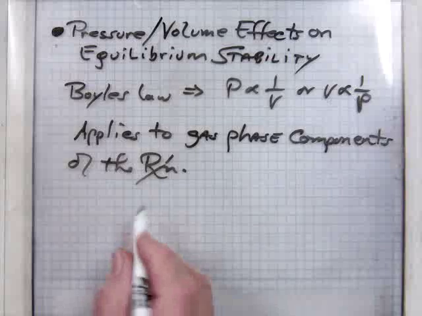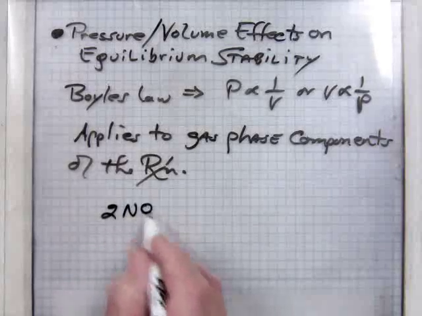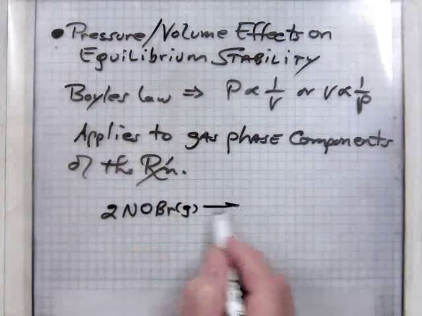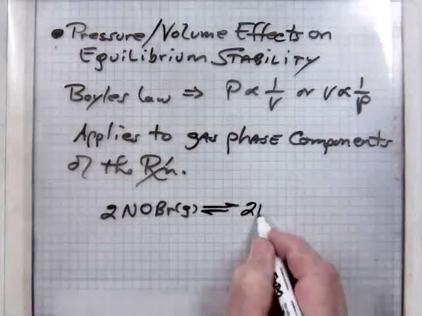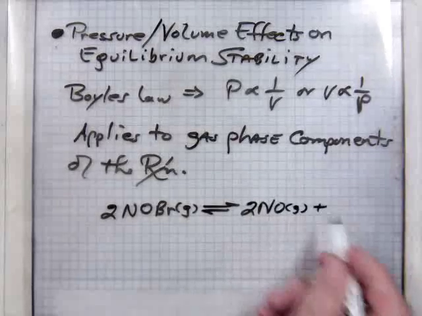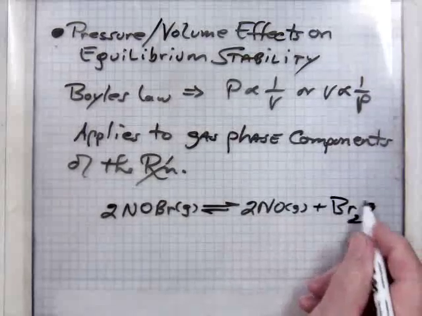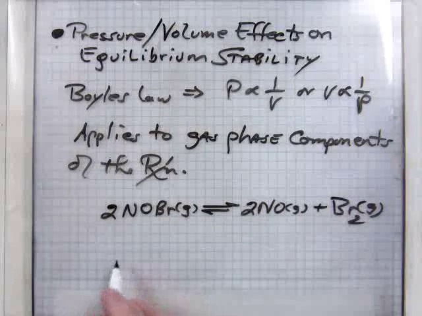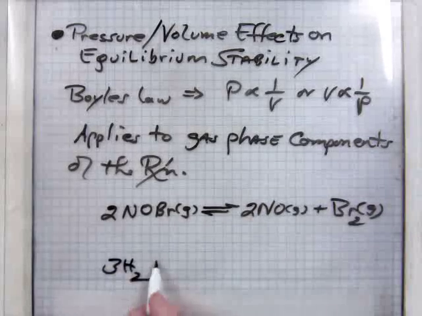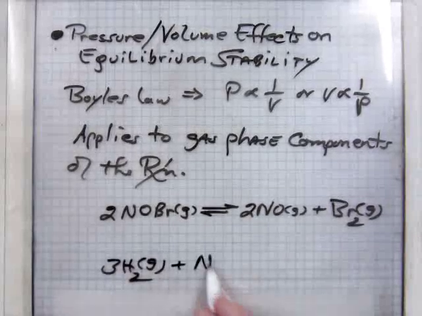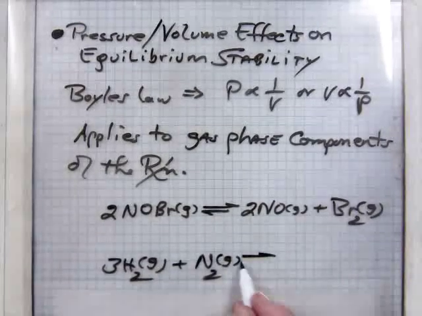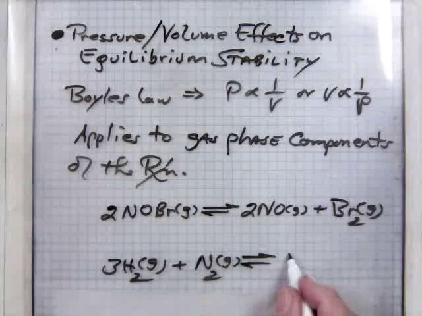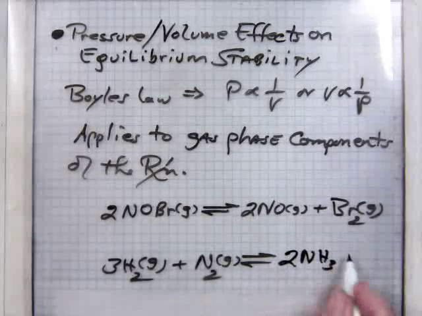We'll start with 2NOBr, nitrosyl bromide, as a gas in equilibrium with 2NO gas plus Br2 as a gas. Right here. And then we'll use 3H2 as a gas plus N2 as a gas, in equilibrium with 2NH3 ammonia gas, to illustrate the other effect.